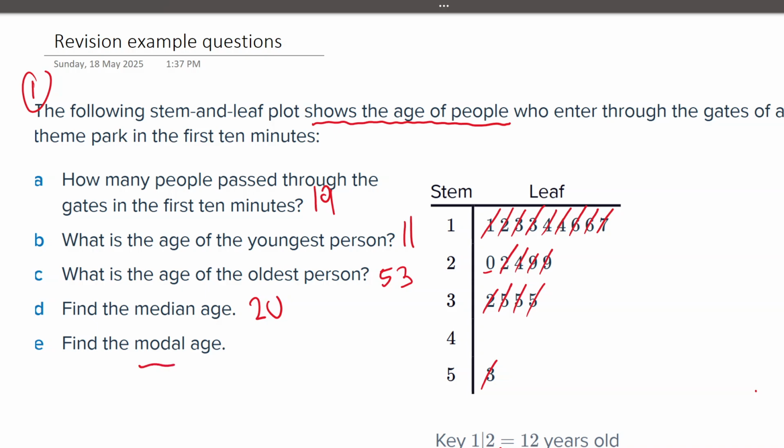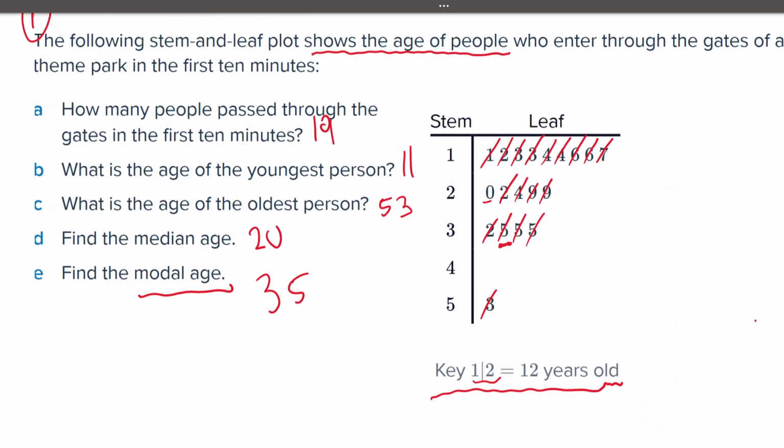Okay, the modal age, the score that appears the most, it looks like it's going to be this 35 because it's appearing 3 times. And the other numbers only appear either twice or once. So 35 is the modal age. The range is just, well, it's not asking us to find it, but if we wanted to find it, it would be 53 minus 11, okay, which is 42.